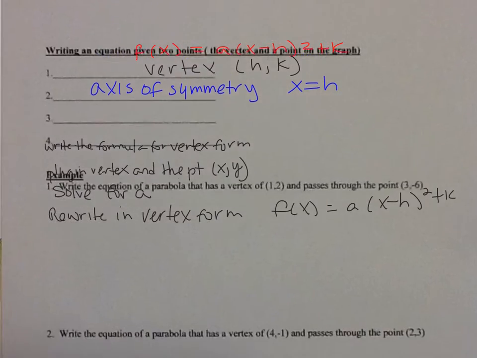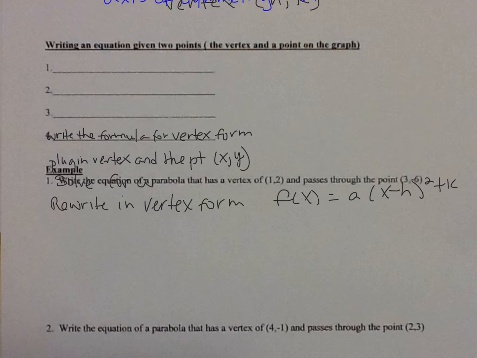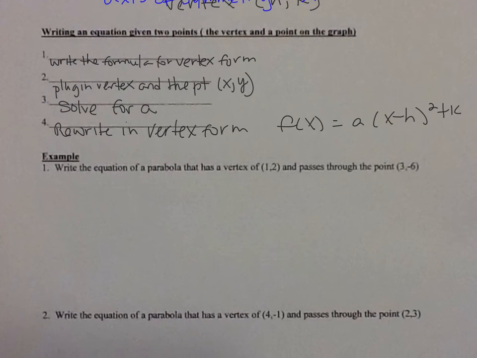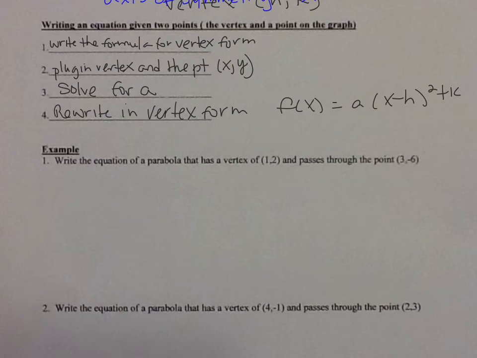Okay, so let's take a look at the first one. Okay, so it says, write the equation of a parabola whose vertex is (1, 2) and passes through the point (3, -6). All right, so the first thing is we're going to write down the formula. f of x is equal to a times x minus h squared plus k. All right, so we're going to plug in the vertex. So here's my vertex. Okay, so remember when I plug in h, I have to change the sign. So positive 1 will become negative 1, and k is just k.